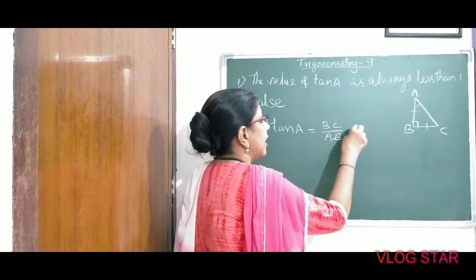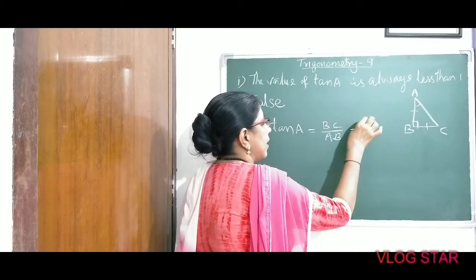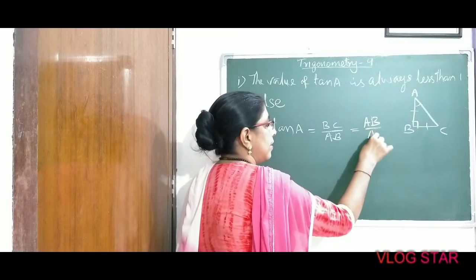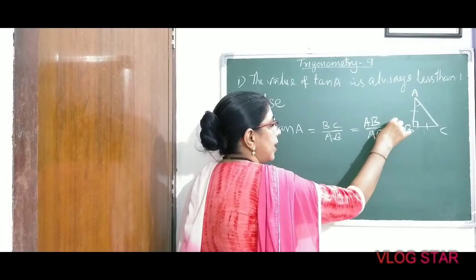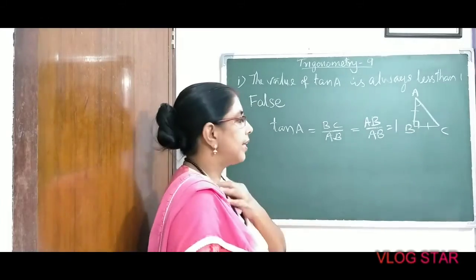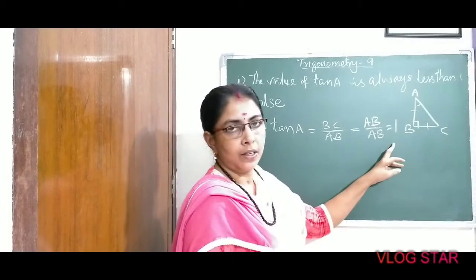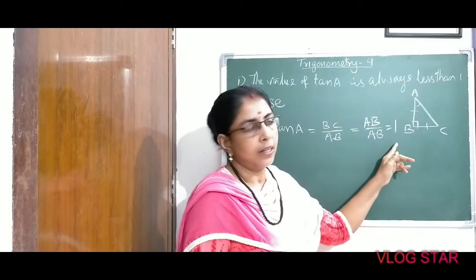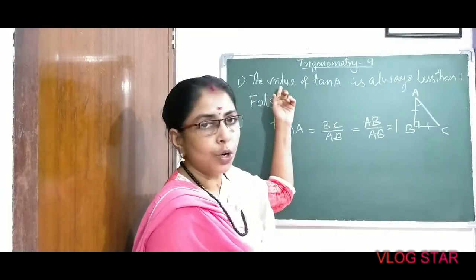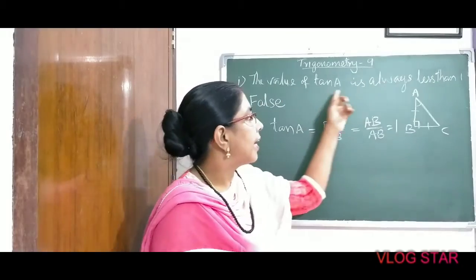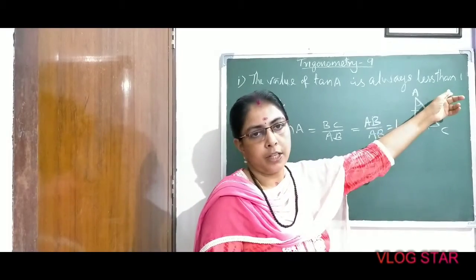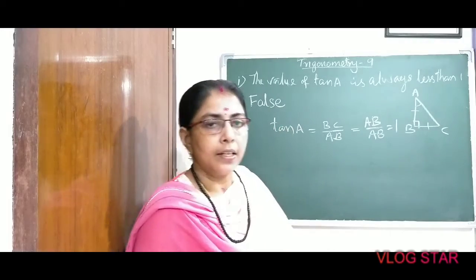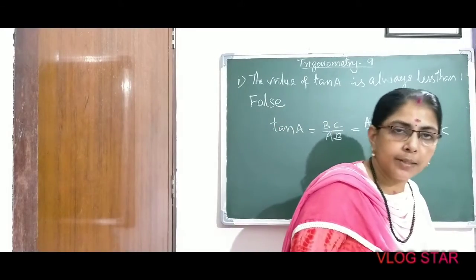Therefore we can write it as AB by AB itself. Therefore we get the value as 1. That means tan A can take the value 1. Therefore our statement is wrong. The statement is that the value of tan A is always less than 1, so this statement is false. Now let's move on to the next statement.